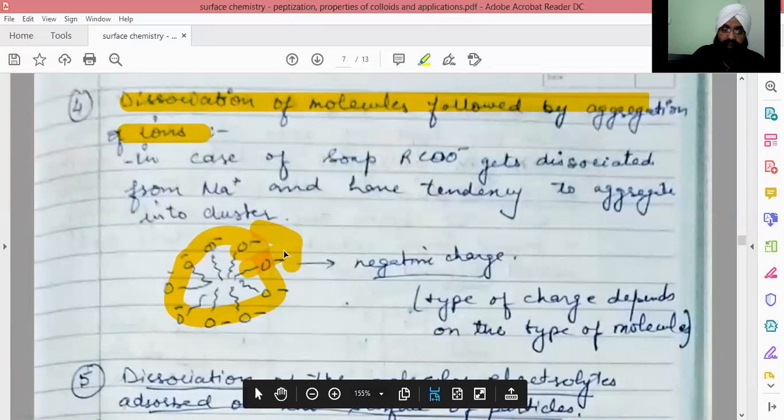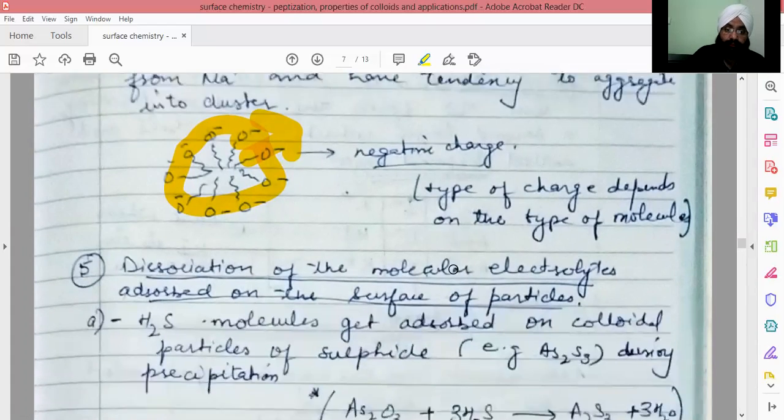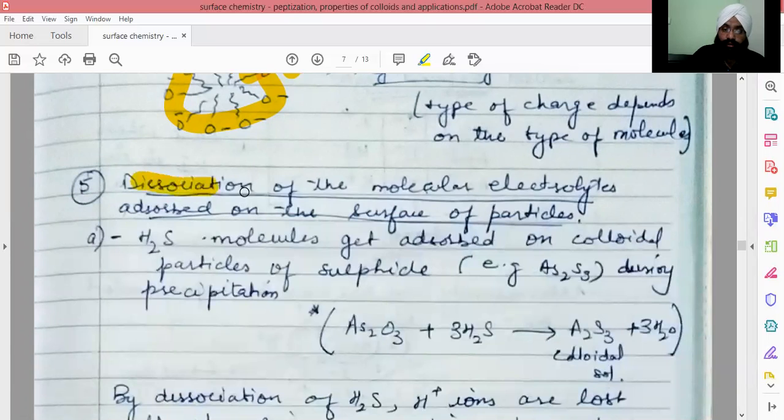So which charge is there depends basically on the nature of the molecule we are using or the sample we are using. Then the next method is dissociation of molecular electrolytes adsorbed on the surface of particle. So dissociation of molecular electrolytes.